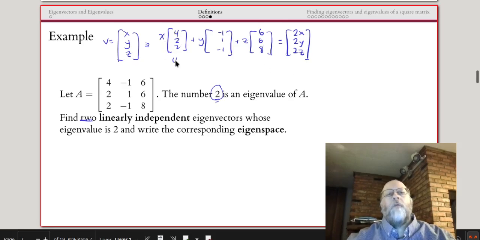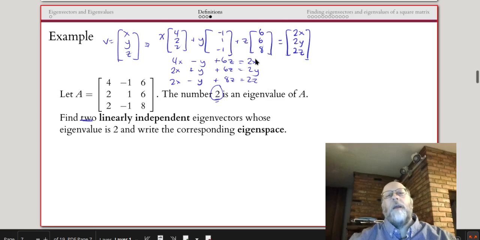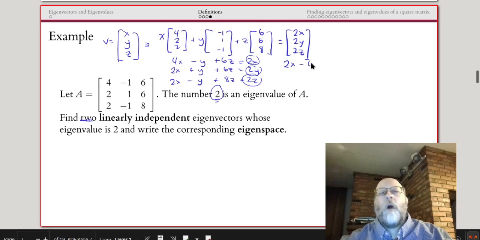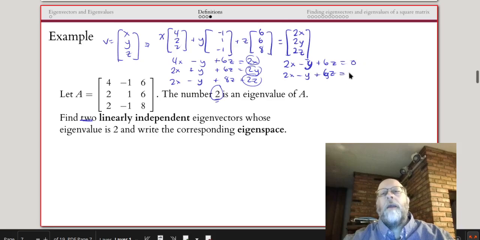Well, the top row says 4x minus y plus 6z equals 2x. The middle row says 2x plus y plus 6z is equal to 2y. And the bottom row says 2x minus y plus 8z equals 2z. If I make this into a homogeneous equation by moving these terms to the other side, then I get 2x minus y plus 6z equals 0. When I bring the 2x over here, this becomes 2x. When I bring the 2y over here, this becomes minus y. And when I bring the 2z over here, this becomes 6z.